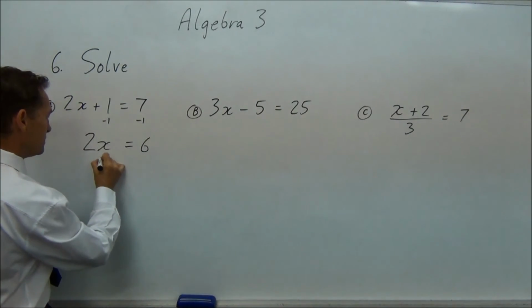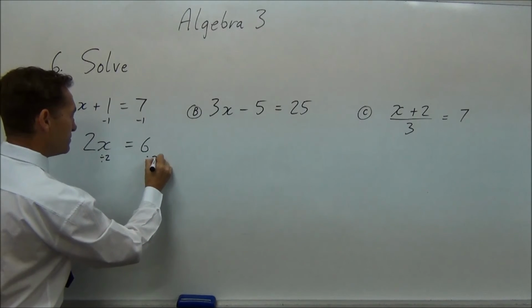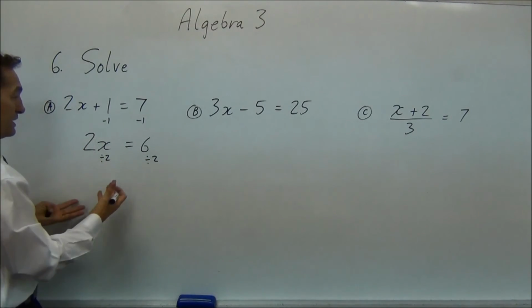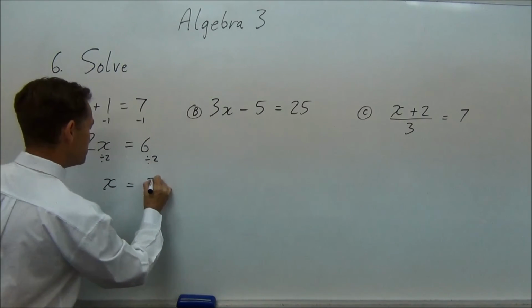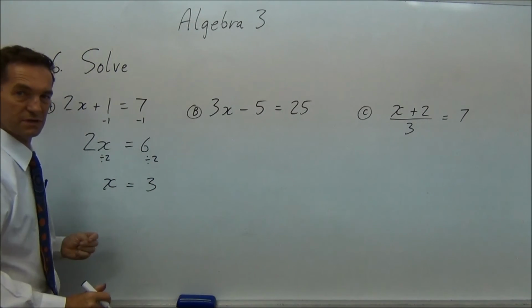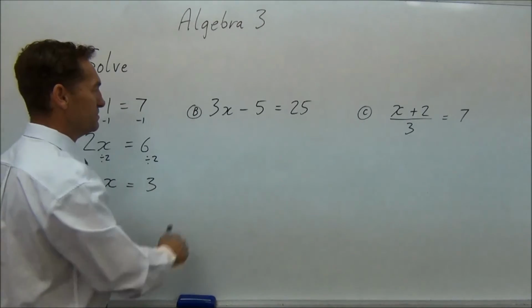So I'm going to divide by 2, divide by 2. 2 divided by 2 is 1x. Beautiful, that's what I want. 6 divided by 2 is 3. That's it, I'm done. Okay, next one.